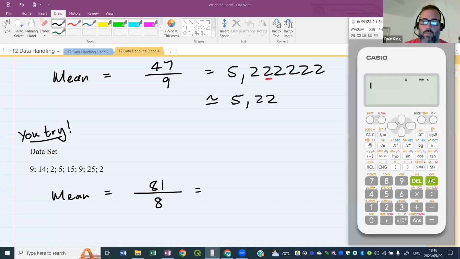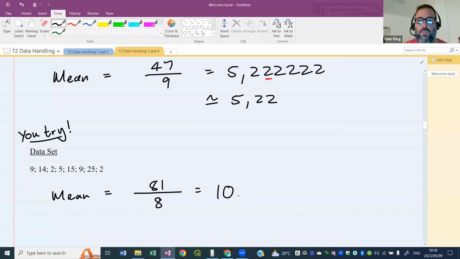So I'm going to do 81 divided by 8. And the answer is a decimal, 10,125. Ah, that's why I saw 10,125. So 10,125, but we are always rounding off to 2 decimal places. So that 2, will it change? Yes, it will. So that's going to become 10,13. All right, good job. Well done.